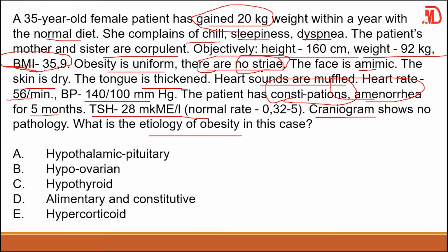Hypothyroidism. Because in hypothyroidism, there's decreased thermogenesis and also a decreased metabolic rate. That means things cannot be going on in your body as they ought to. So over here, hypothyroidism is the etiology of the obesity in this case. So your answer here is C.